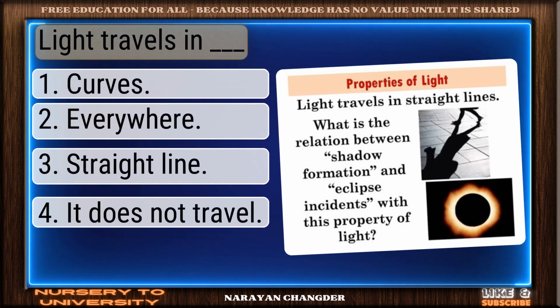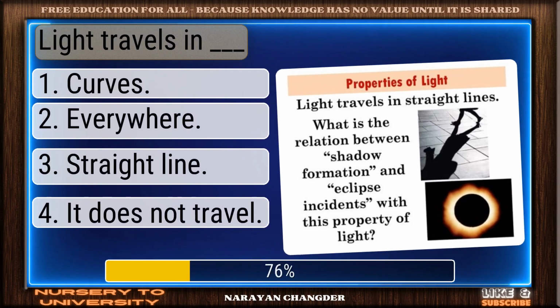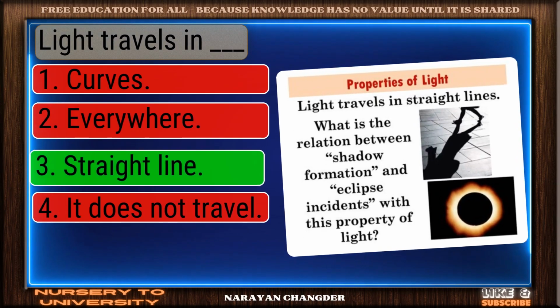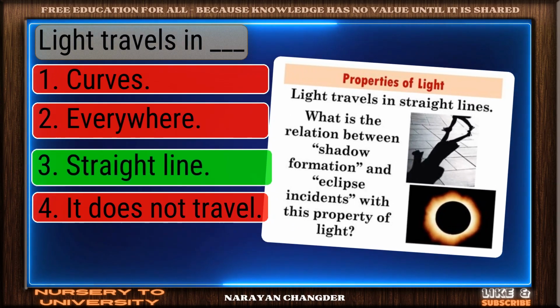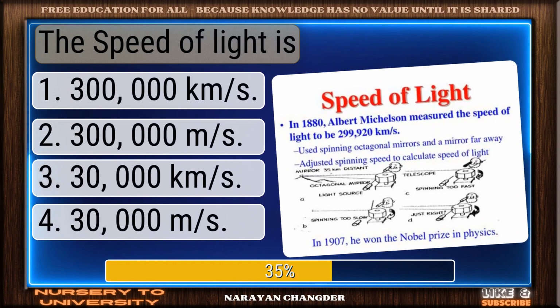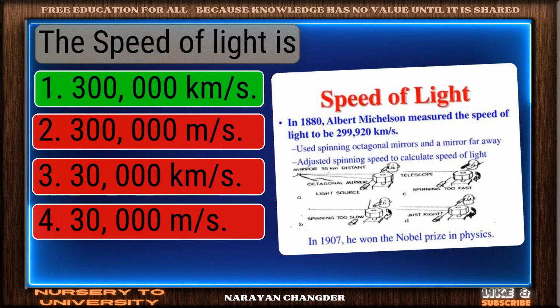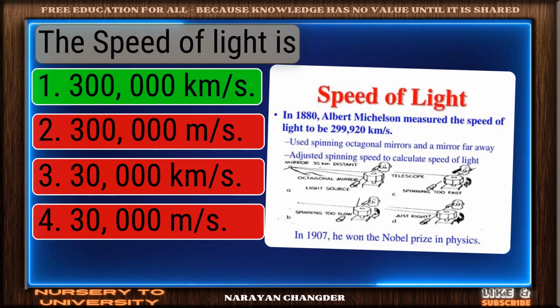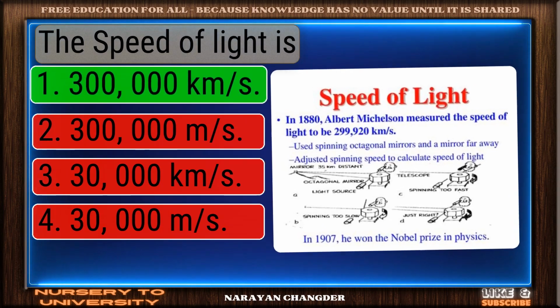Light travels in dash. You're right. Straight line is the correct answer. The speed of light is. Good job. Your answer 300,000 kilometers per second works well here.